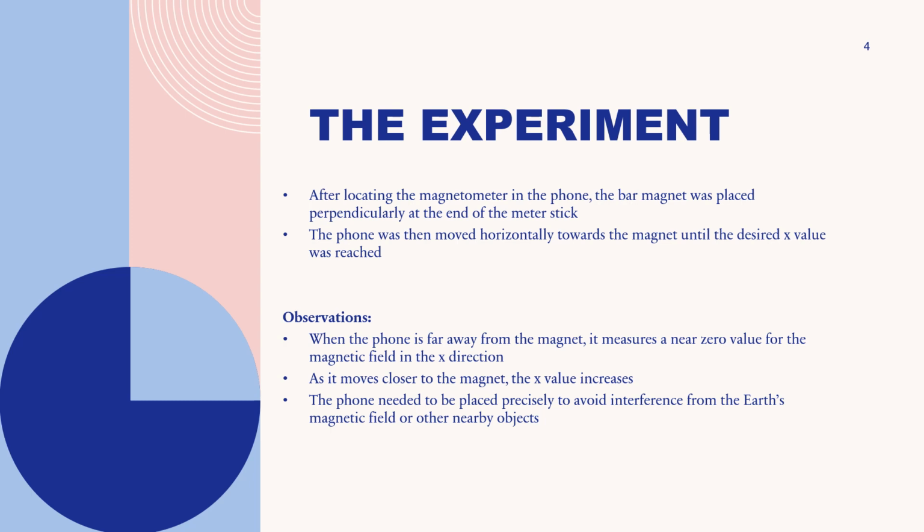Some observations that we made is that when the phone is far away from the magnet, it measures a near zero value for the magnetic field in the x direction. As it moves closer to the magnet, this x value increases. We also noticed that we had to place the phone precisely to avoid interference with the Earth's magnetic field and/or other objects in the area that projected a magnetic field.